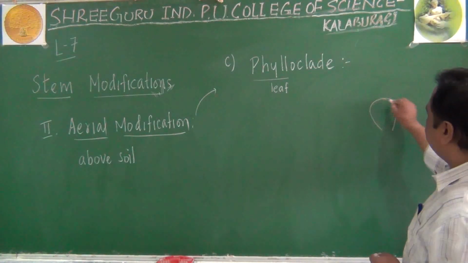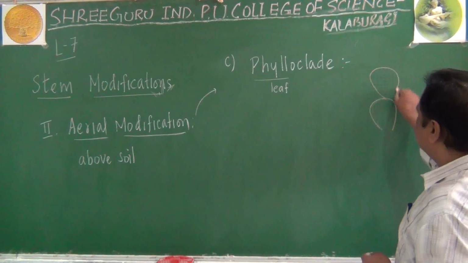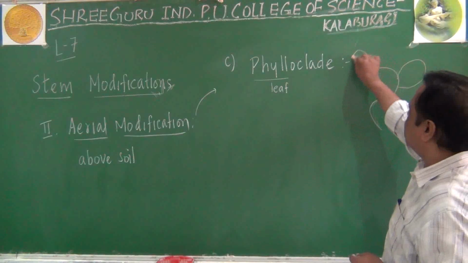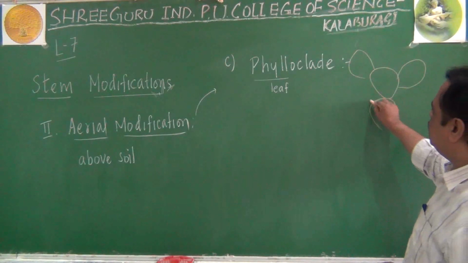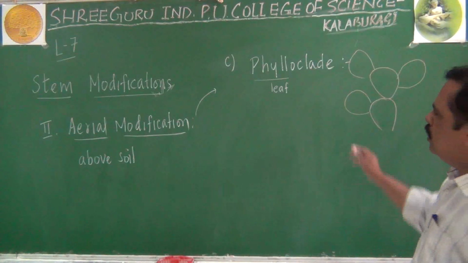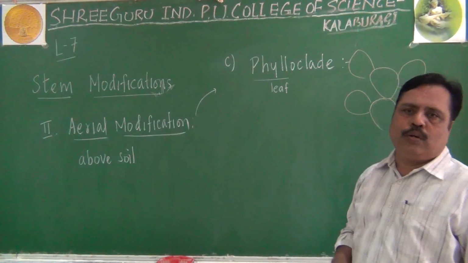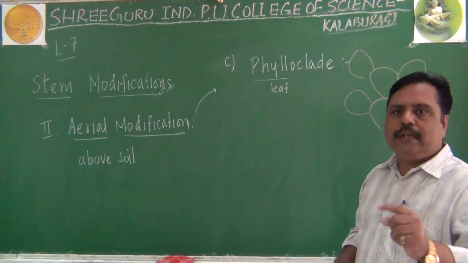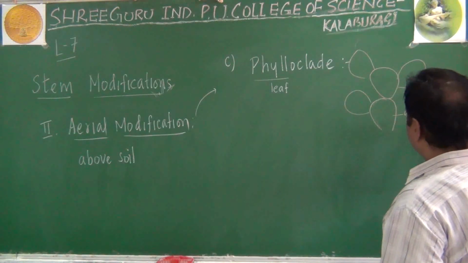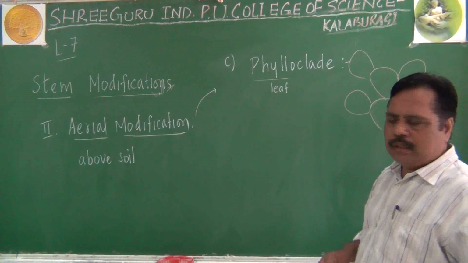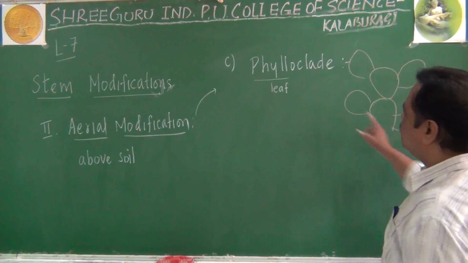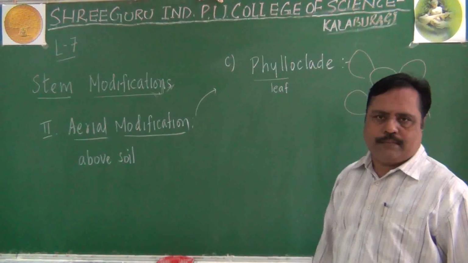Here one part will be there, here another part of the stem like that. They may produce even branches also like this. This type of broad, leaf-like, green colored structure is called phylloclad. It will be green in color, not brown color like a normal stem. They will be flat structures like a leaf. That's why they are called phylloclad.